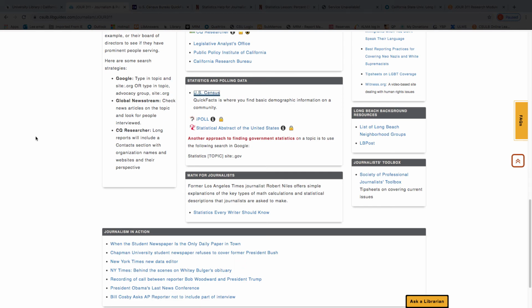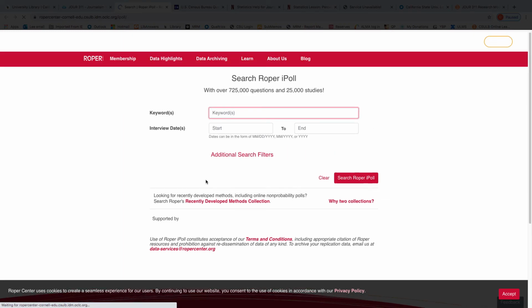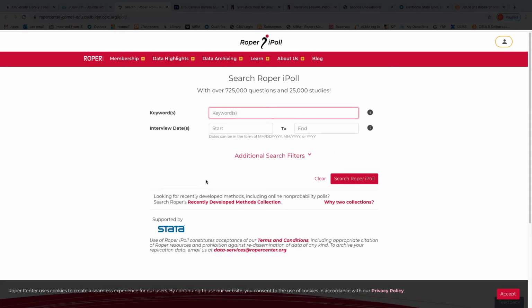The next thing we're going to look at is a database that Cal State Long Beach has called iPoll. What iPoll allows you to do is to find poll questions from various pollsters and to look at the differences in the results based upon the way the question is worded and the time frame that's involved. So let's say I wanted to look at health insurance.